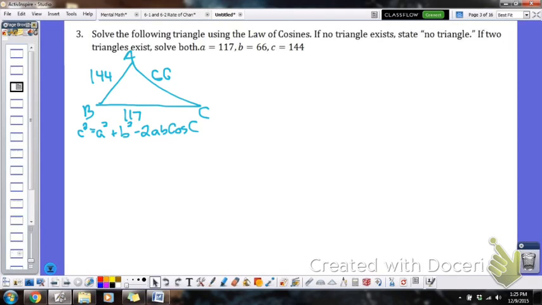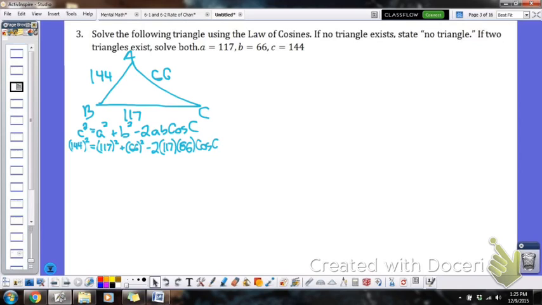So now we have to just fill in what we know. Well, we know little c is 144. So I have 144 squared, equal to little a is 117, so I have 117 squared, plus little b squared, which will be 66 squared, minus 2 times ab, so 2 times 117 times 66, times the cosine of C.